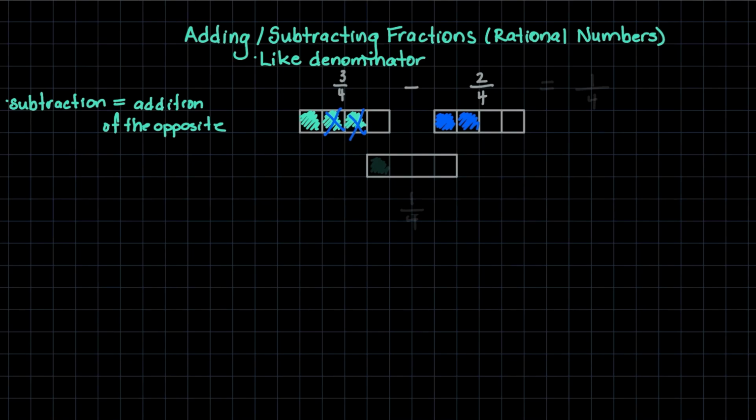Only 1/4. So we see we still follow our same rule. We subtract the numerators. 3 minus 2 is 1. And we keep the denominator the same. So 3/4 minus 2/4 is equivalent to 1/4. And that's already in its simplest form. So we're finished.